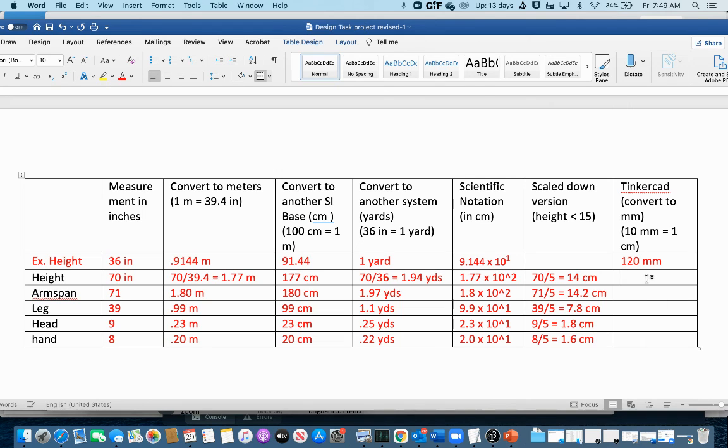When we put this in Tinkercad, Tinkercad measures in millimeters. So the last step here, we just need to convert to millimeters. In order to do this, this is just going 1 down to the right. So I'm going to move my decimal 1 over to the right, or multiply by 10. So then this becomes 140 millimeters. This one would be 142 millimeters. And 78 millimeters, 18 millimeters, and 16 millimeters.